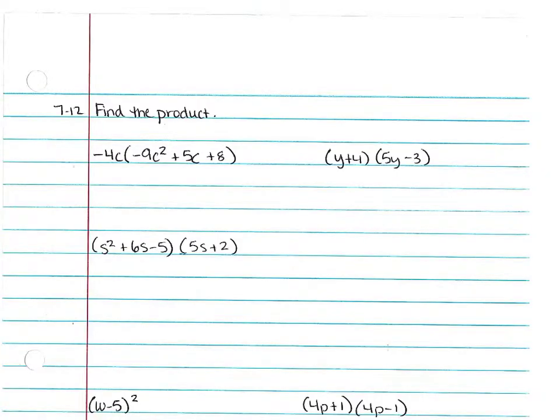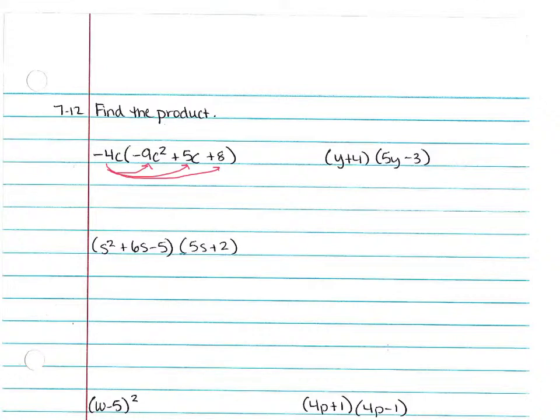On to 7 through 12, you're going to have to multiply polynomials. In the first one, I've given you 5 different examples here. In the first one, you're just going to be multiplying what's out in front times each part of the parentheses.